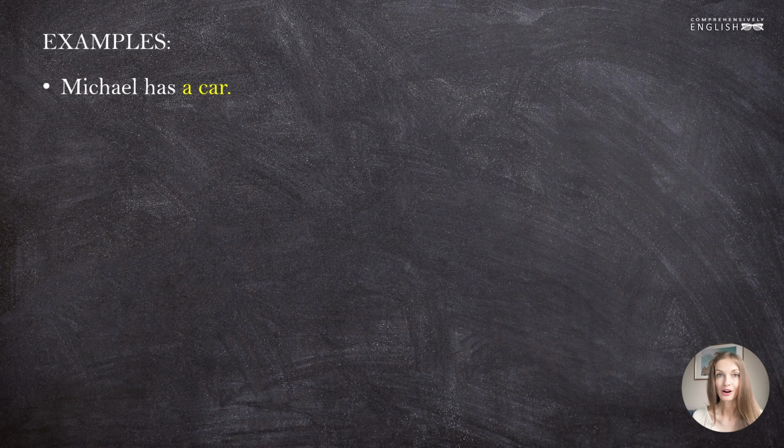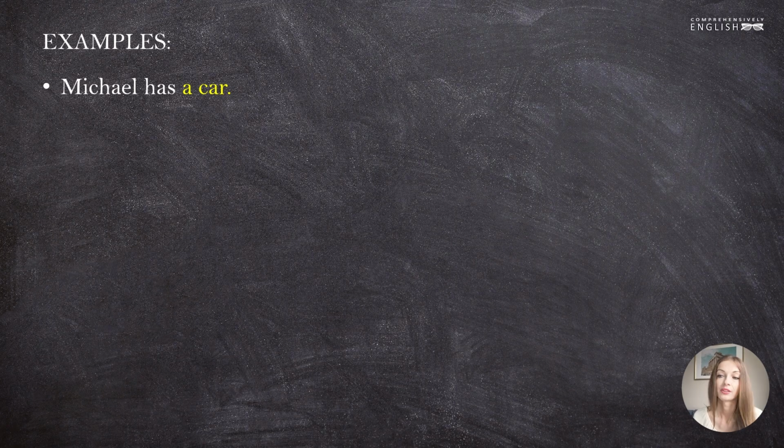Michael has a car. The noun car is singular and countable. Therefore, it has to have an article. As your interlocutor does not know which car you are referring to, this is a completely new piece of information to them, we use the indefinite article a.